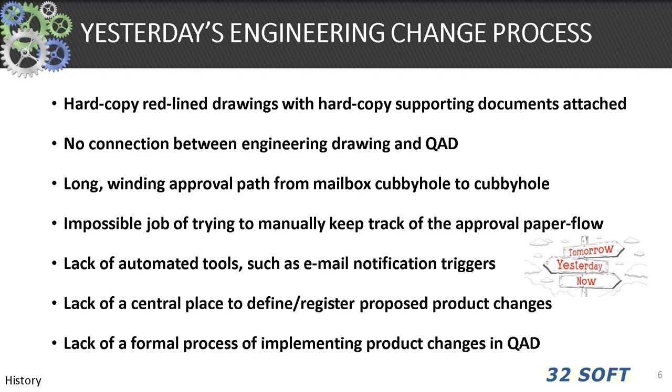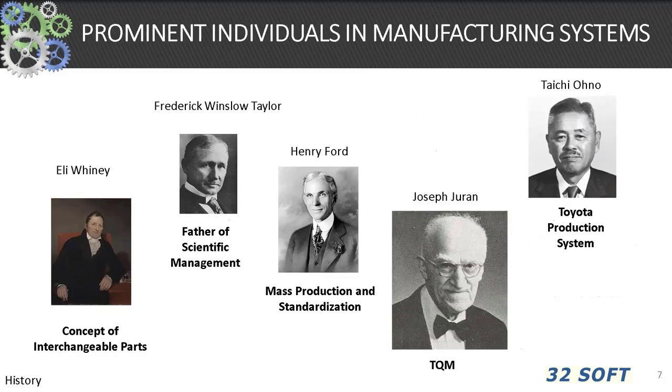Yesterday's engineering product change without PCC included tracking down hard copies of red lines. There was no connection between ERP and the drawings other than that little field on the item master called revision. There was a long winding approval process, so if everybody was on vacation, there was no delegation of authority. It was impossible to track the PCO paper path. Change control lacked automated tools such as email. There wasn't one centralized place for documentation other than file cabinets or Bill Gates. As a planner, I can confirm this was a torture making it work.